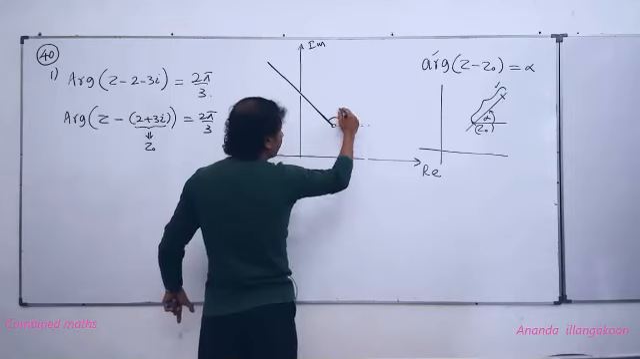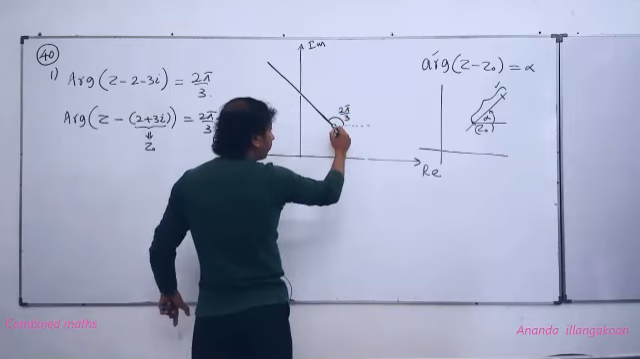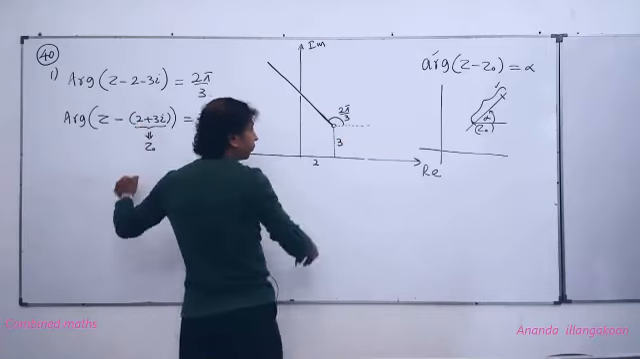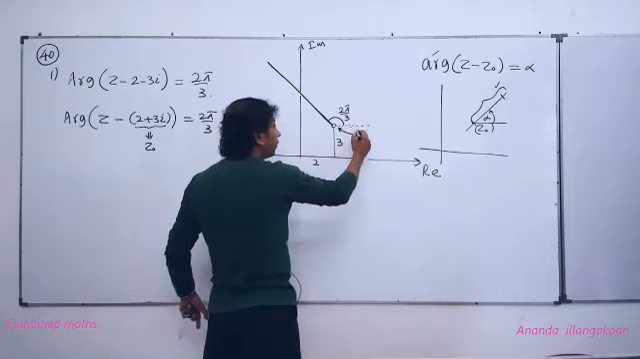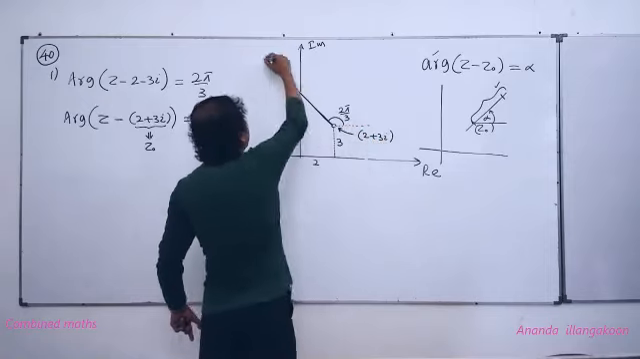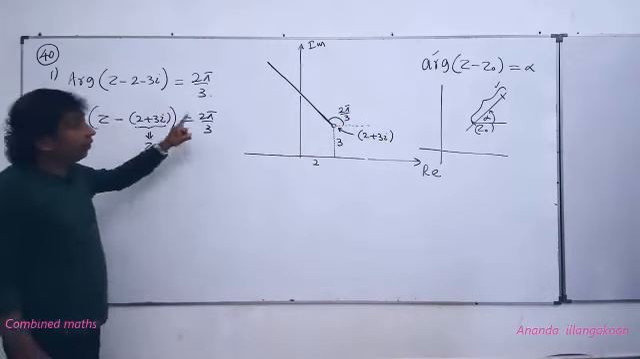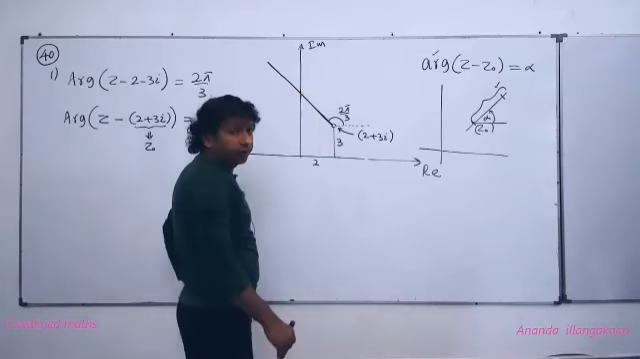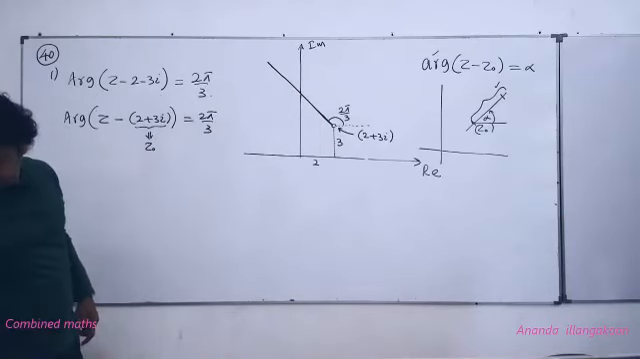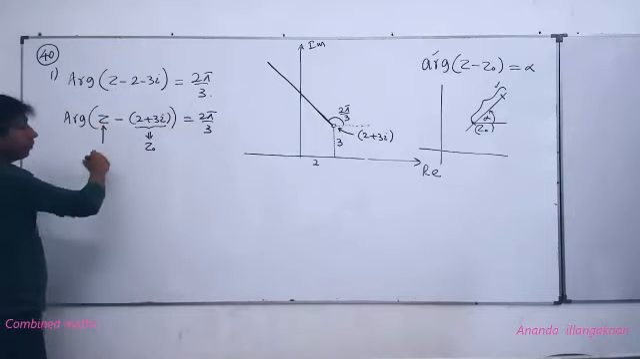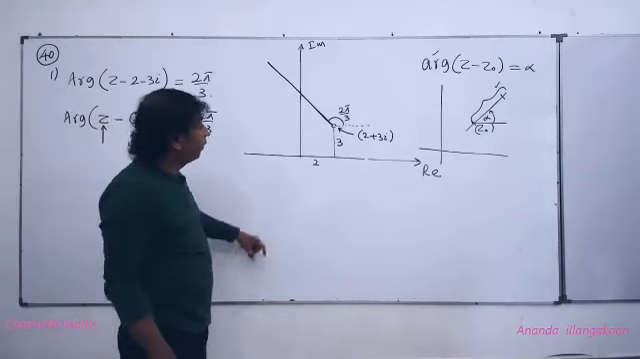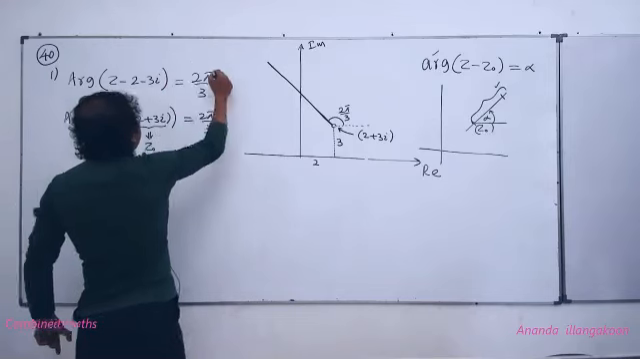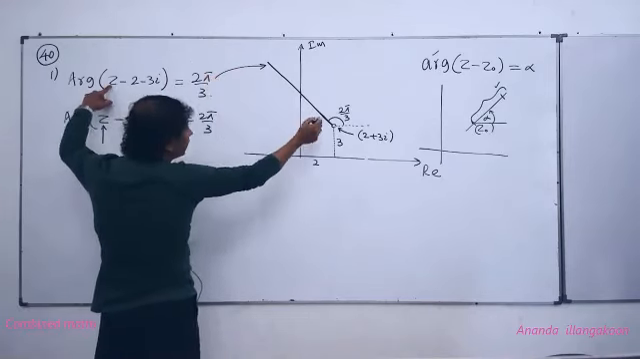This is 2π/3. This height and this length we know. 2, this is 3. The complex number here is 2 plus 3i. This is the path. That means this z lies on this line segment. Right, now this path. Then the complex number z can lie at any point on this line segment. This path is this. This is a variable complex number that lies at any point on this line.